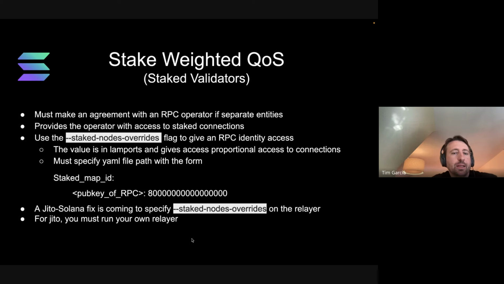So from the stake node side, the operator is going to provide access to these stake connections using a flag called stake nodes overrides. Essentially, what that does is specify a YAML file that looks like this. The capitalization is incorrect, so ignore the capital S. The doc should be clear. You provide a YAML file that has this staked map ID, and in this ID, there's a list of pub keys. The pub key that you specify here is the pub key of the RPC that you want to give access to your stake connections. And the value here is an amount in lamports that you want to assign to that RPC as sort of virtual stake.